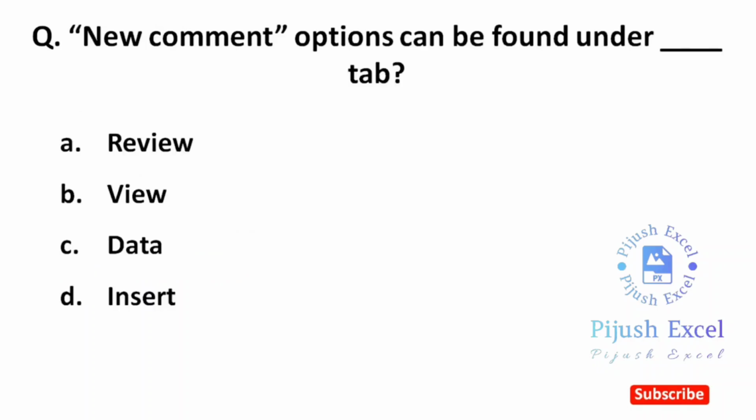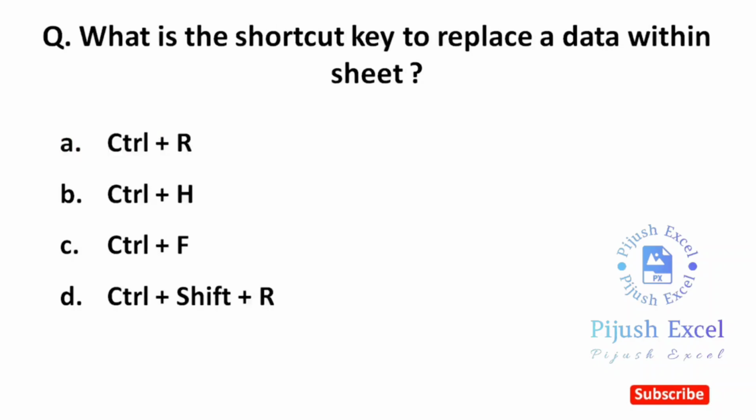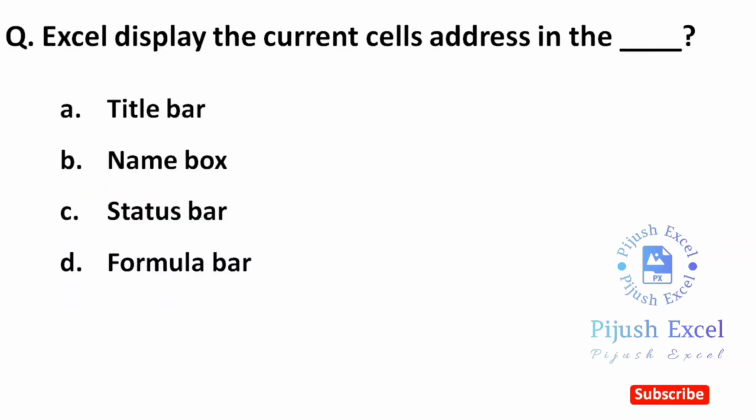Next question, the new comment option can be found under the dash tab. Option A, Review. Next question, what is the shortcut key to replace data within a sheet? Option B, Control plus H. Excel displays the current cell address in the dash. Option B, Name Box.